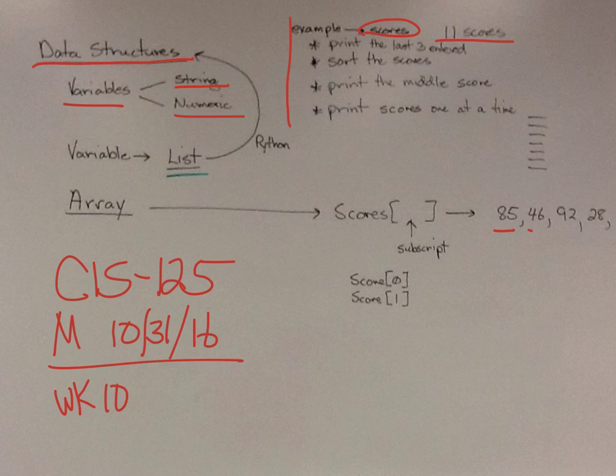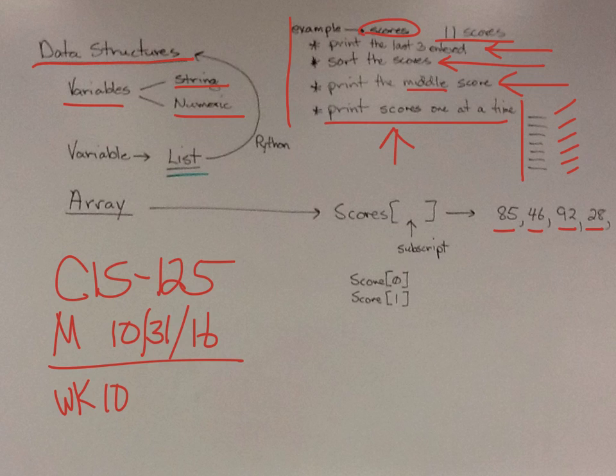Okay, here's some scores that I gave as an example. They're not all showing there. And you want to do some things like print out the last three entered, or sort the scores, or print out the middle score, or print the scores down in a list like this, one at a time. Okay, so those were the goals of the example we were going to do in class.